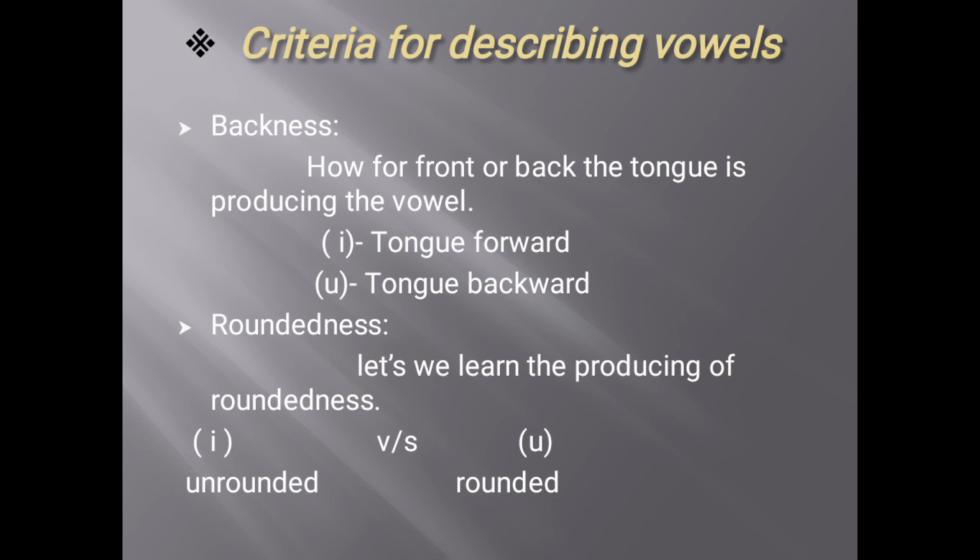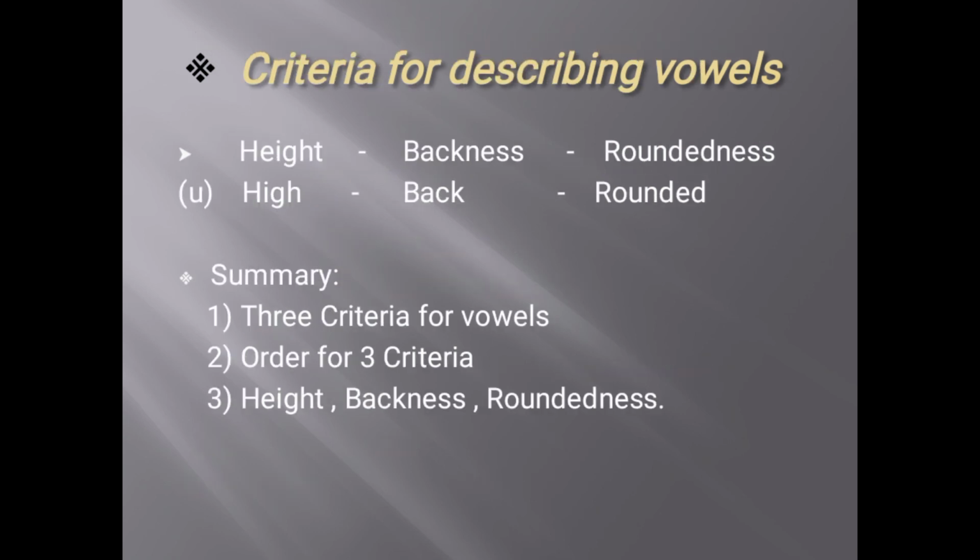What is roundedness? Let's learn how roundedness is produced. Ee, ee: it is unrounded. Ooh, ooh: it is rounded because both lips form a circle or round shape. Criteria for describing vowels: height, backness, and roundedness. Pronounce ooh, ooh. It is high, back, and rounded.